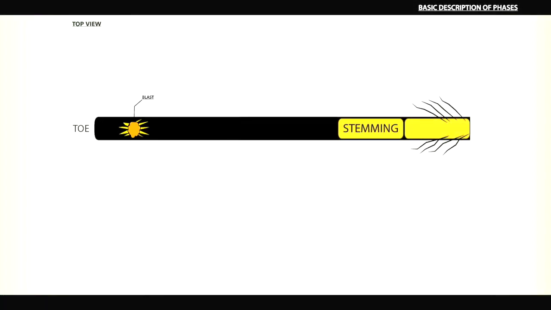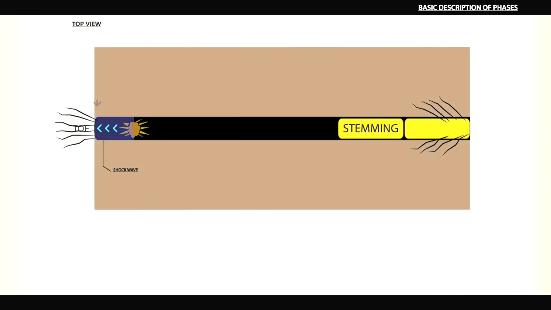The explosion occurs at the toe of the drill hole. The shockwave of the blast then travels into the face. This shockwave will first travel forward from the toe and then bounce back towards the toe of the drill hole. As it reaches the toe again, it will start expanding the hole with a bulge effect.